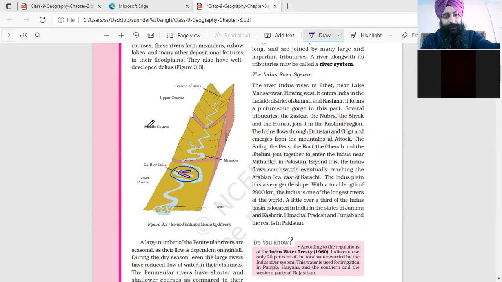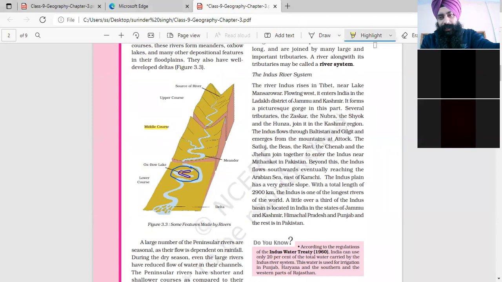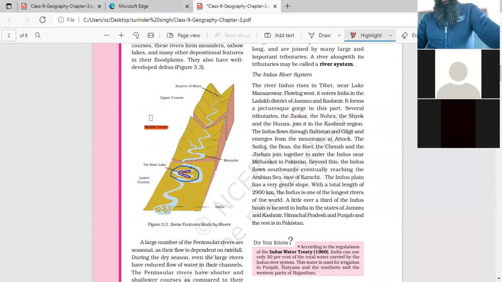The next types of landforms which develop in the middle course are braided streams, as the fifth, and now the sixth, riverine islands.